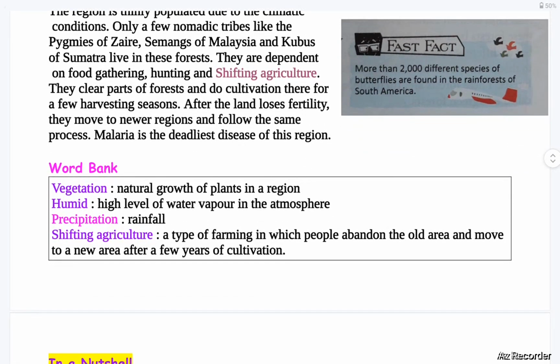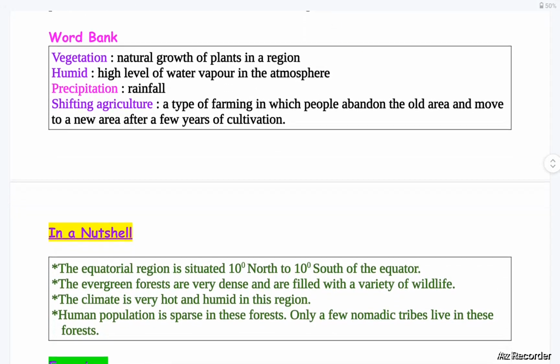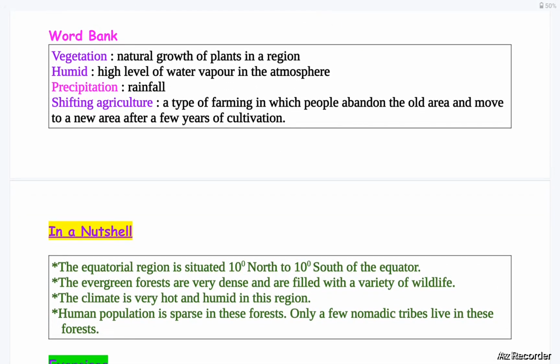Word bank. Vegetation. The meaning of vegetation is natural growth of plants in a region. Humid. The meaning of humid is high level of water vapor in the atmosphere. Precipitation. The meaning of precipitation is rainfall. Shifting agriculture. The meaning of shifting agriculture is a type of farming in which people abandon the old area and move to a newer area after a few years of cultivation.